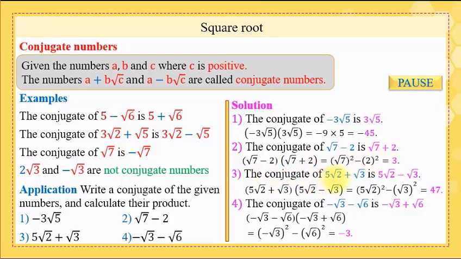The conjugate of 5 radical 2 plus radical 3 is 5 radical 2 minus radical 3. Also here we change the sign only for radical 3 and we keep the sign of 5 radical 2. And then we multiply to get 47.